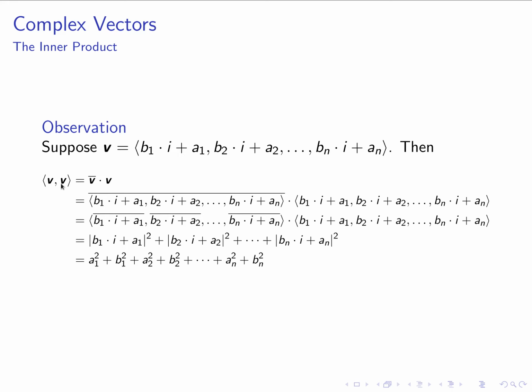So the inner product of v with itself is the real part of the first coordinate squared plus the imaginary part of the first coordinate squared plus the real part of the second coordinate squared plus the imaginary part of the second coordinate squared, and we keep adding those squares until we get to the last coordinate of the vector. In particular, since we're adding a bunch of squares when we take an inner product of a vector with itself, we note that the inner product of a vector with itself is always a non-negative number.